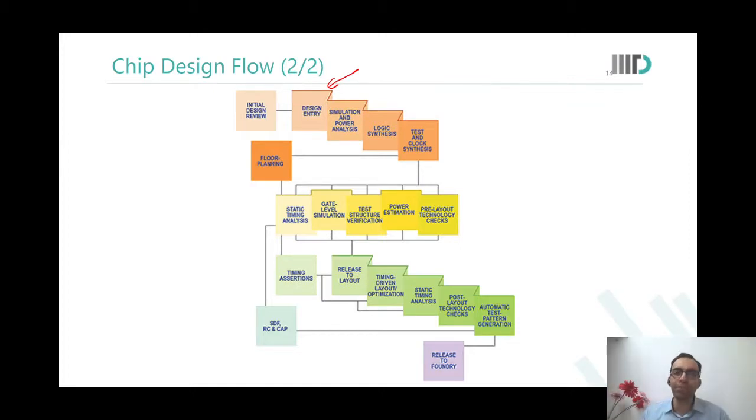You're basically building a plan of how you would finally lay out your chip. Consider it like building a residential complex. You need to plan where the five residential towers have to be, where the swimming pool has to be, where the clubhouse has to be, and so on. So that is what floor planning is like. And once the floor planning is done, you also do stuff like power estimation, static timing analysis, gate level simulation, and so on.